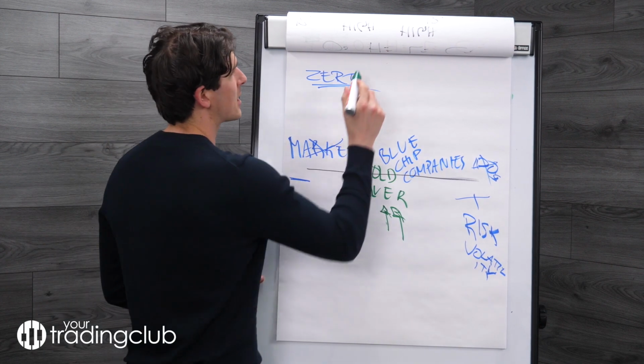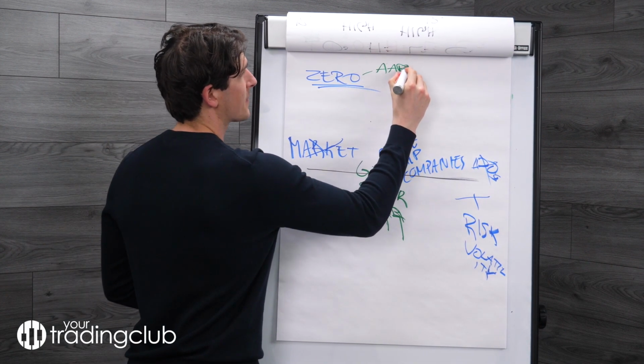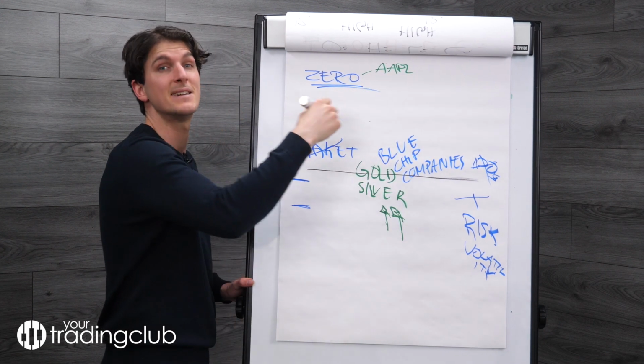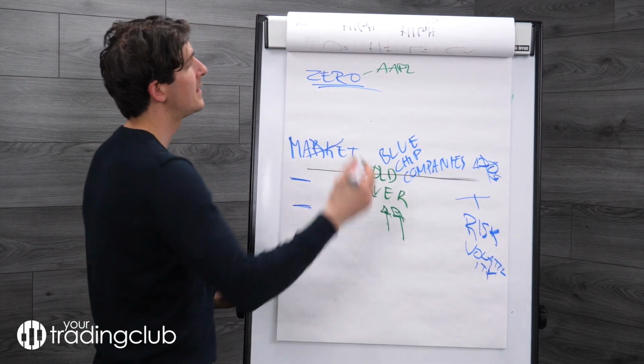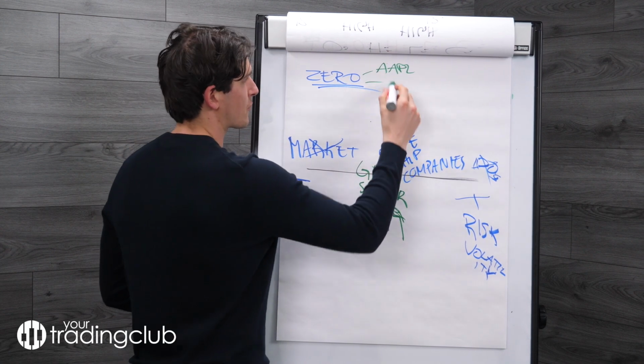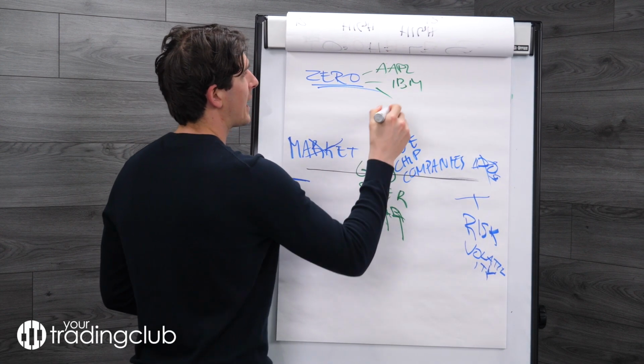So it cannot go to zero. Well, we have maybe Apple, right? I know this is not how you spell Apple, but this is the ticker that we use for TradingView. So Apple, and maybe we have Microsoft, maybe we have IBM, and then you have, what else?